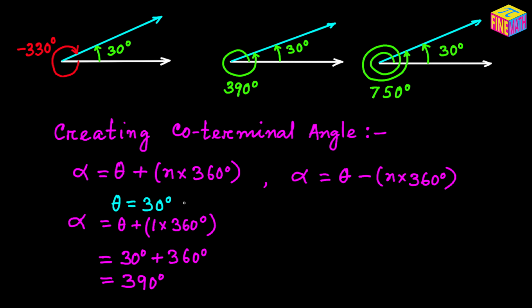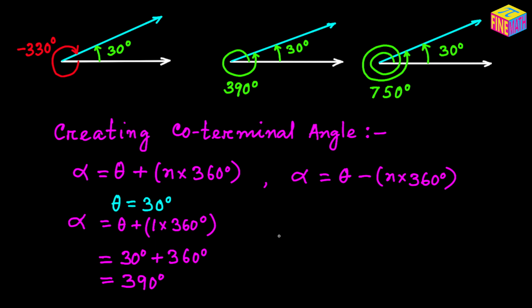Theta is 30 degrees. So for 30 degrees, one of its coterminal angles will be 390 degrees. Similarly, you can add 2 multiples of 360 degrees or 3 multiples of 360 degrees, and whatever angle value you get, all of them will be coterminal angles for the 30 degree angle. And that is how you create positive coterminal angles.